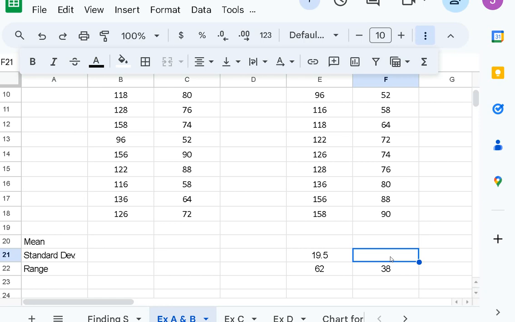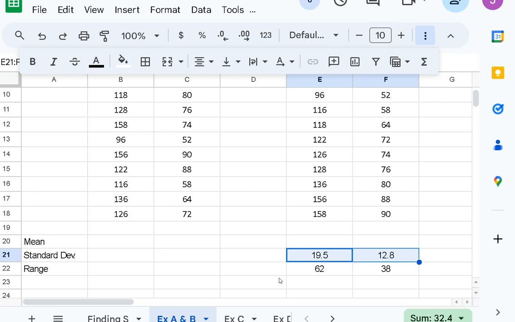19.5, and let's see, what do you think? Am I going to get something smaller or larger when I do this for systolic or diastolic? Smaller. Let's just copy that formula over to here, and bam, 12.8. So we do get something smaller, which matches our expectations. So cool.